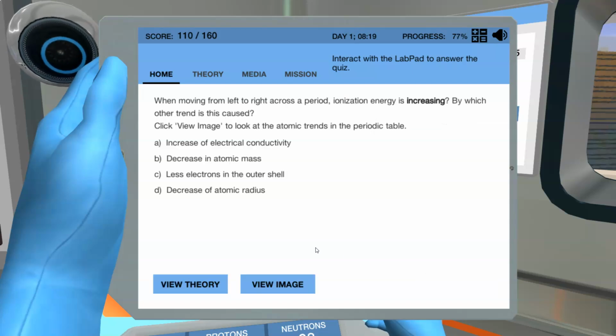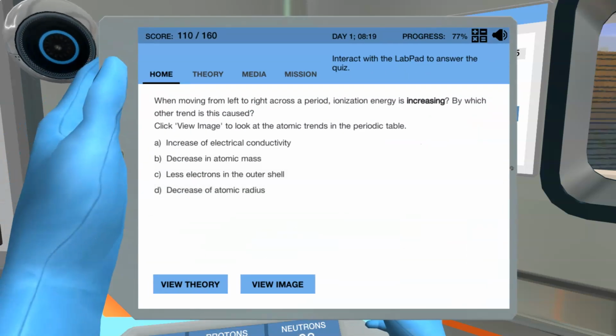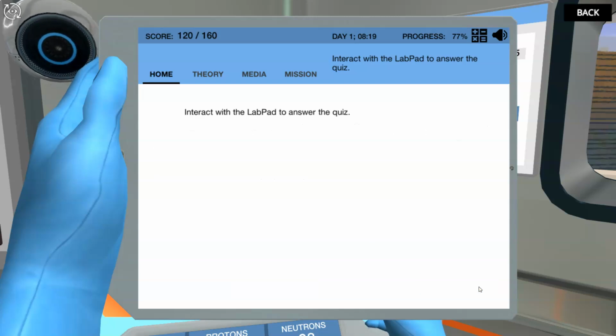When moving from left to right across a period, ionization energy is increasing. By which other trend is this caused? Click View Image to look at the atomic trends in the periodic table. That's right. The more tightly bound an element is, the more energy is required to remove an electron, and the ionization energy therefore increases when the atomic radius decreases. Electronegativity increases in the same manner as ionization energy because of the pull exerted on the electrons by the nucleus.